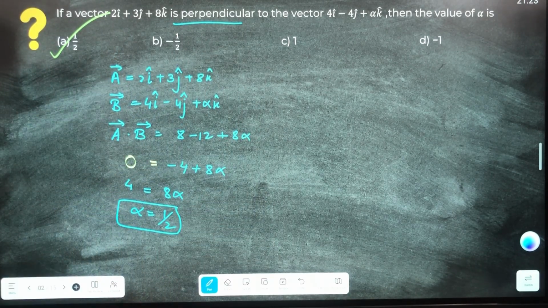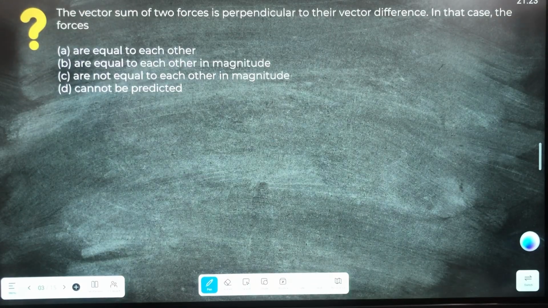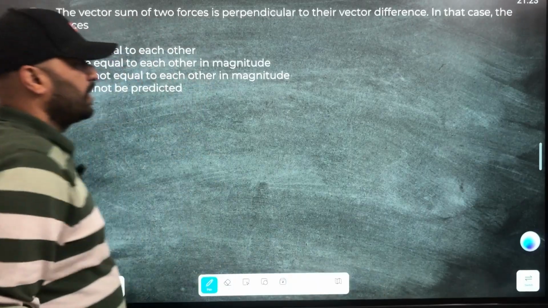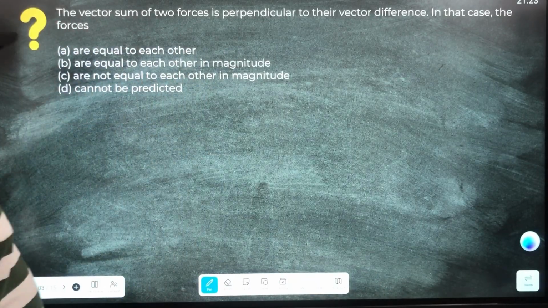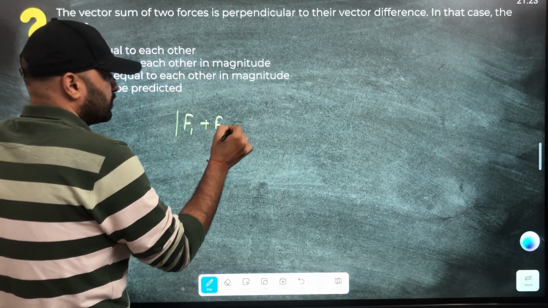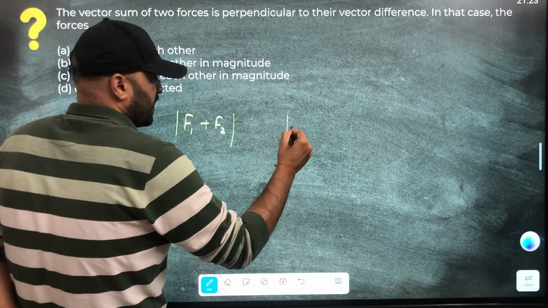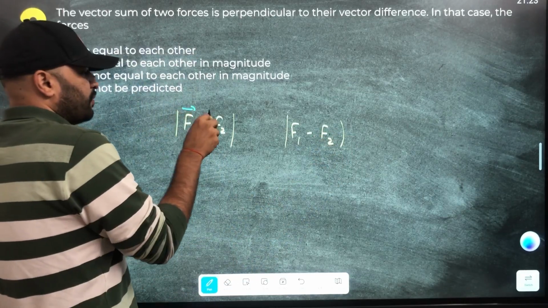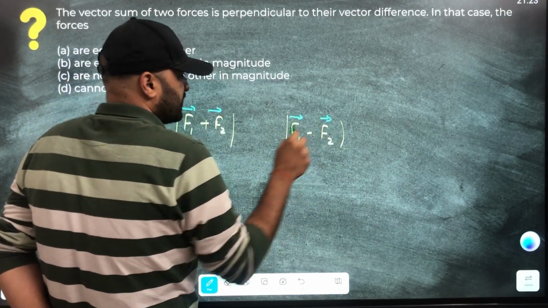Let's see question number 3. The vector sum of two forces is perpendicular to their vector difference. In that case, what is the condition which is true? So the vector sum of two forces is F1 plus F2 and the difference is F1 minus F2. They both are perpendicular. The vector sum and vector difference are perpendicular.